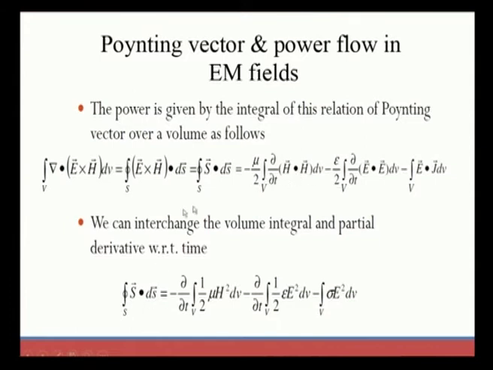Now we rearrange the above equation like this. It becomes minus the partial derivative with respect to t of the integral of 1 by 2 mu H square. So, mu is taken inside and the partial derivative is taken outside. We follow the same thing for the other terms. Finally, we need to observe in this equation E dot J, where J is the current density, which we know is equal to sigma into E. Here E is already present, so it will become sigma E square.